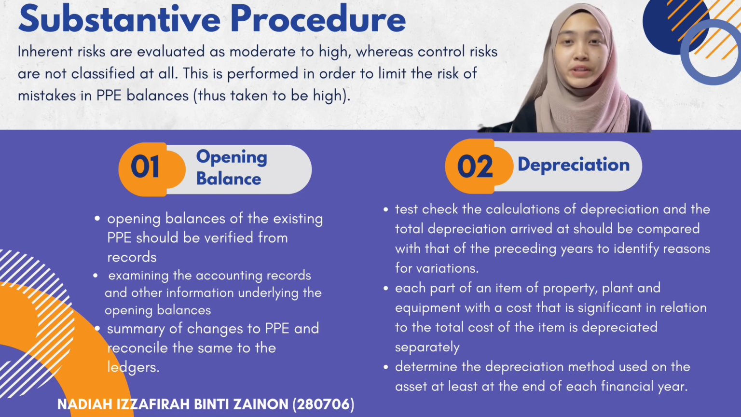The permanent audit file often contains information about opening balance discovered during the initial audit. Next, we move to depreciation. The depreciation estimates should be tested by the auditor, and the total depreciation determined should be compared with that of the prior years to identify the causes of variance. The auditor should pay close attention to whether the depreciation charge is acceptable in light of commonly recognized depreciation accounting principles.